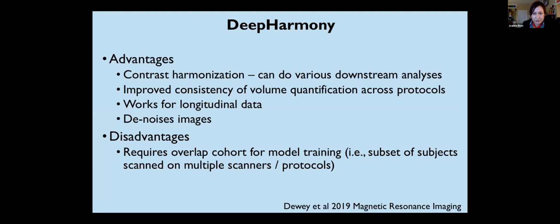So some advantages to this type of approach would be that you're harmonizing at the whole image level, so you can do various downstream analyses. And they did see improved consistency of the volume quantification across protocols. This approach does work for longitudinal data and also kind of denoises the images. But you have to have an overlap cohort to train the model. So a subset of subjects that are scanned on both protocols are necessary. But I think they're working on creating a version that doesn't require that.